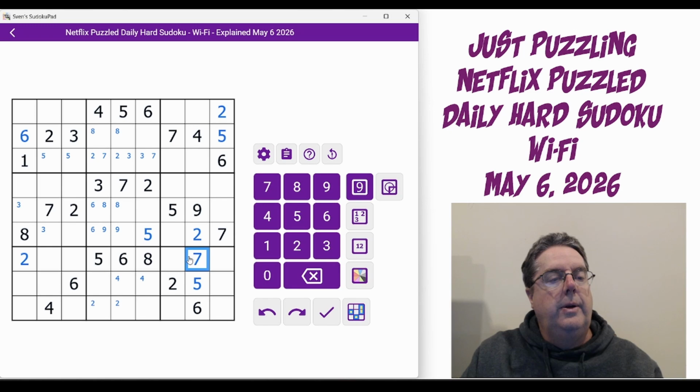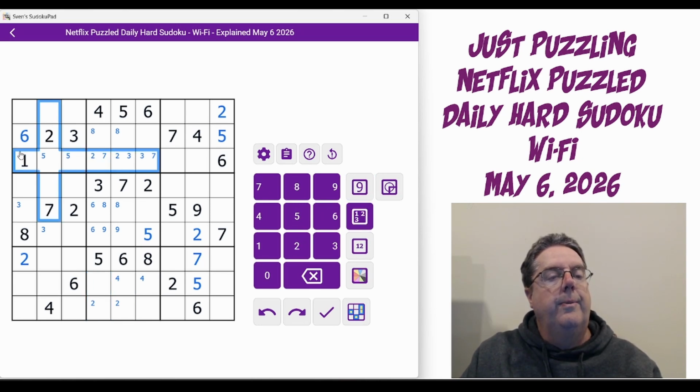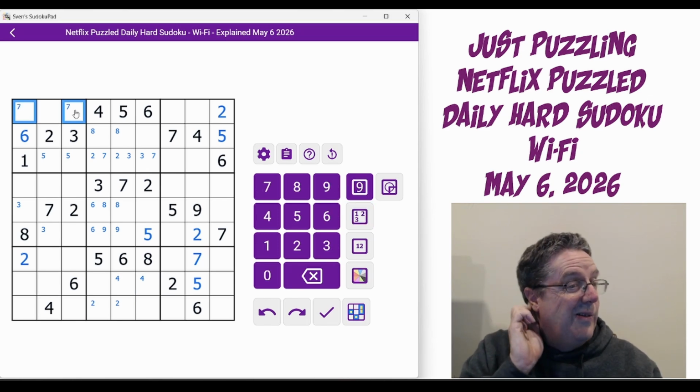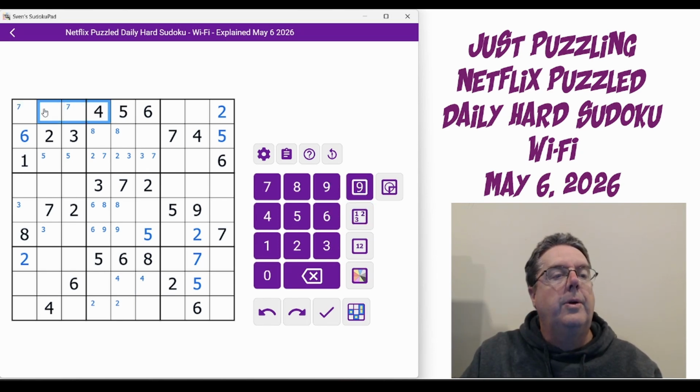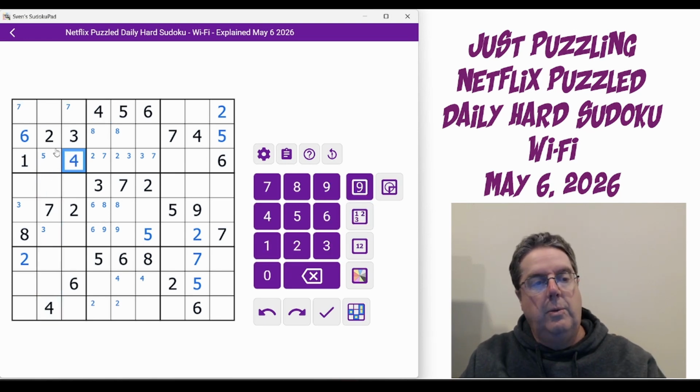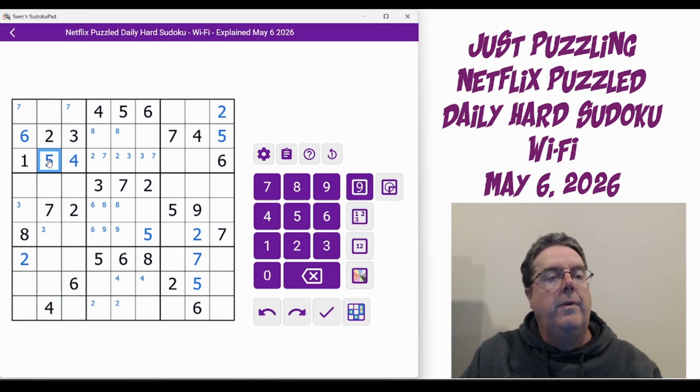7's there, 7's there. 7's going to be here and here. Alright, 7 comes up here, 7 comes across here, so 7 is one of these two. 1, 2, 3, 4. 4 comes across here, 4 comes up here, so this is going to be a 4 here, which is taken away a 5, so that's a 5 there.